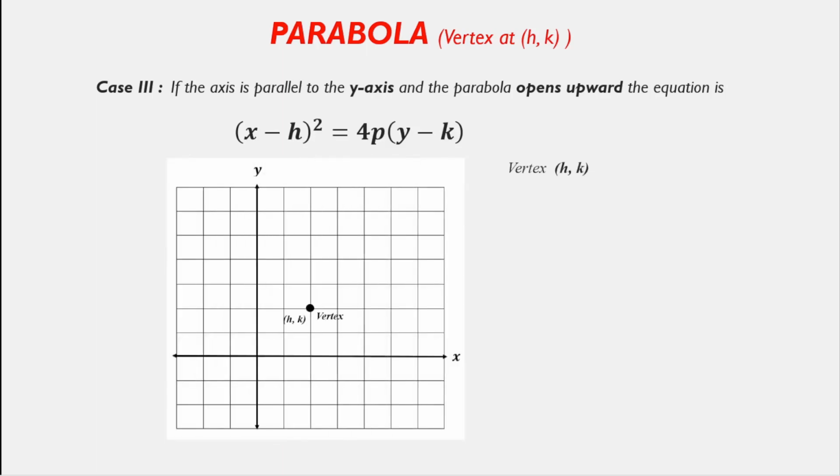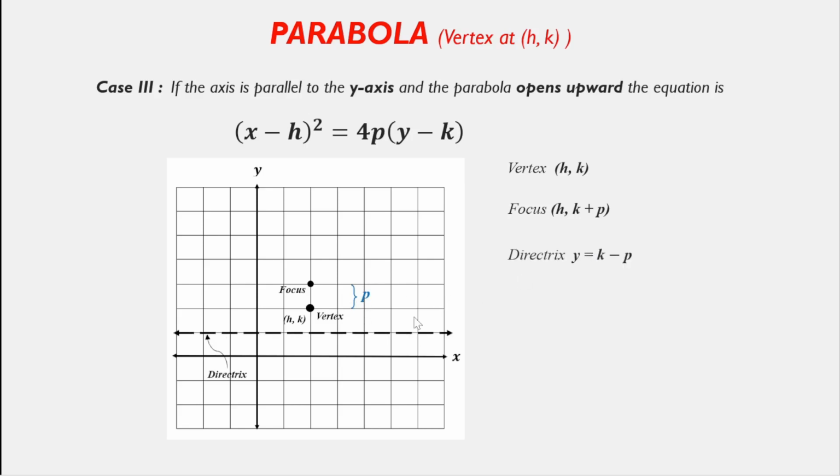Suppose that this is our vertex (h, k) and this is our focus, and take note that the distance from the vertex going to the focus is equal to p units. Since that is now p units above the vertex, then the focus is located at the coordinate (h, k plus p).